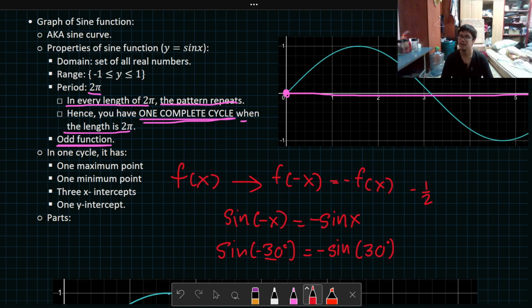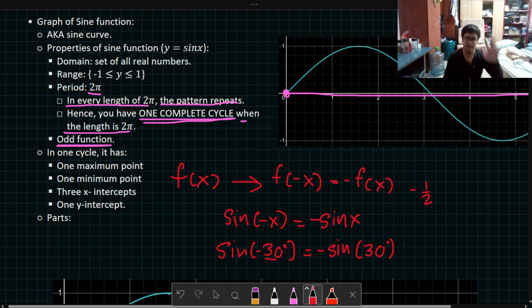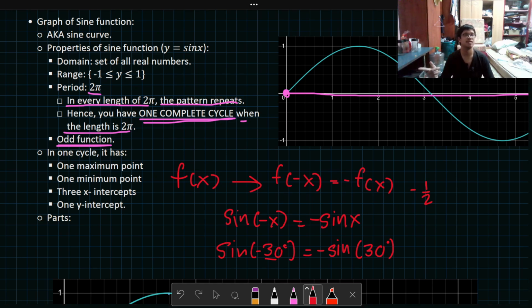Is it that way? Really? Wait, hold on. Let me check, all right? Let me just use my calculator. So sine of negative 30 degrees. There we go. It is in fact negative one half. I was wrong. Then wait a minute, negative 30 degrees plus 360. Oh yeah, actually I'm correct. My reasoning is correct. So yeah, it's negative one half.